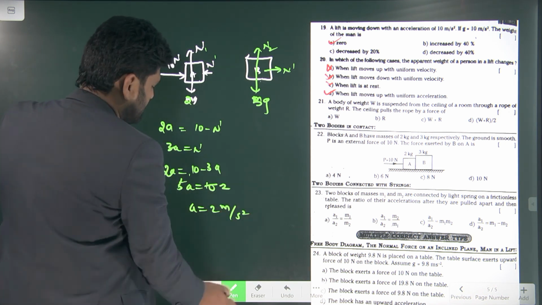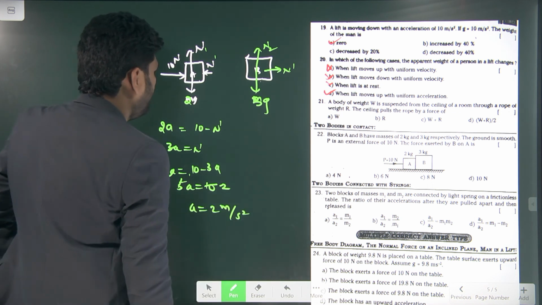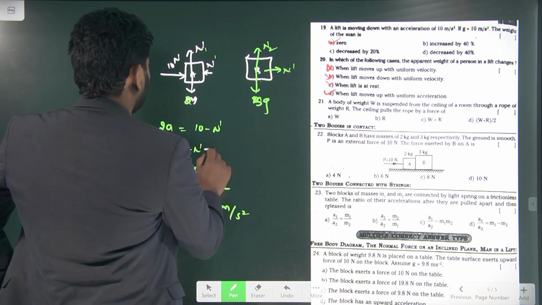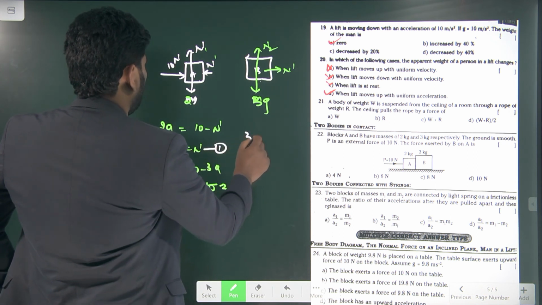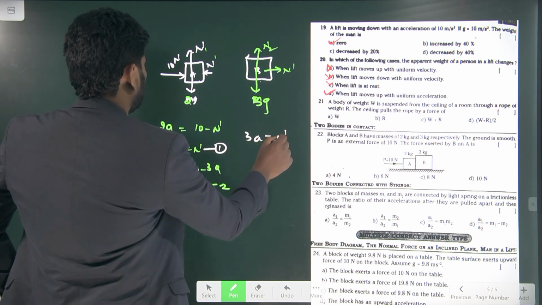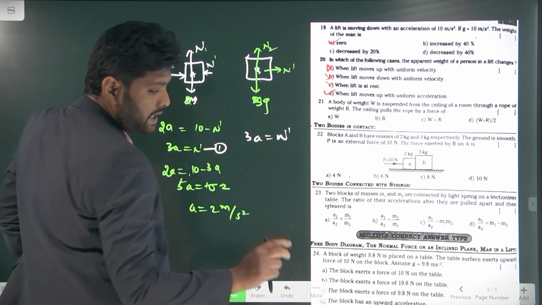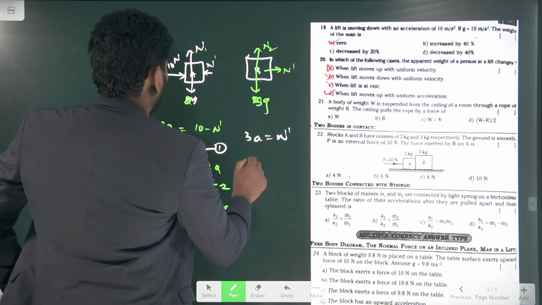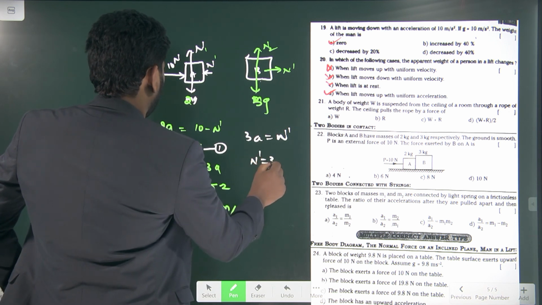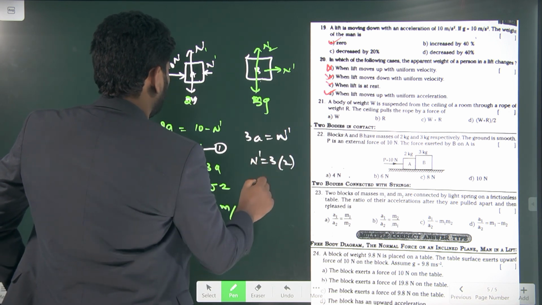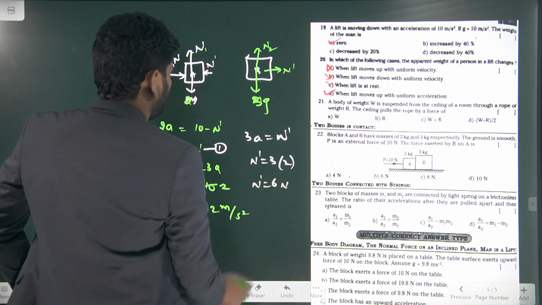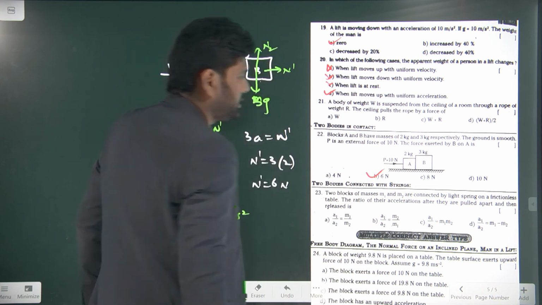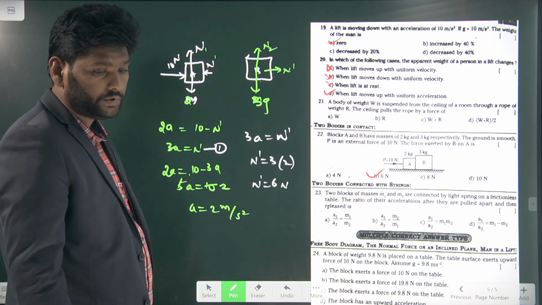Once you know the acceleration, it is easy to find the normal reaction between A and B by using this equation. 3A is equal to N dash. N dash is the normal reaction between B and A. Then N dash is equal to 3 into 2, which is equal to 6 Newton. So which option is correct? Option B is correct. Understand?